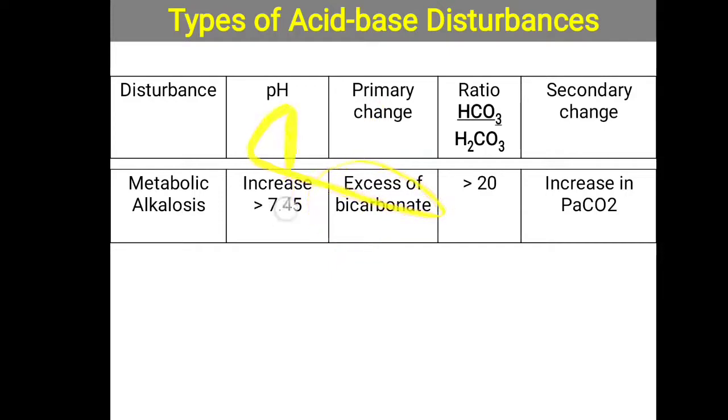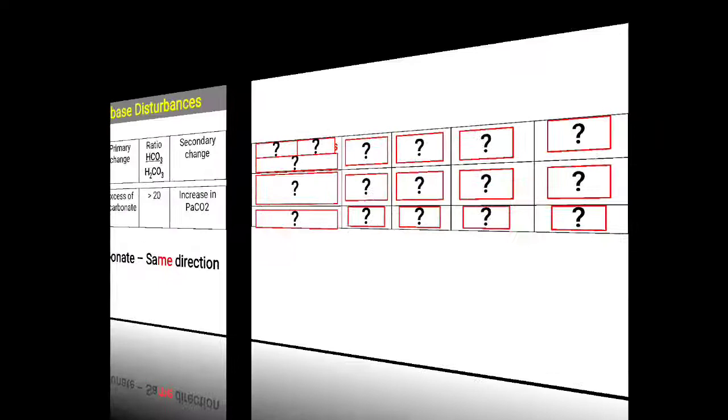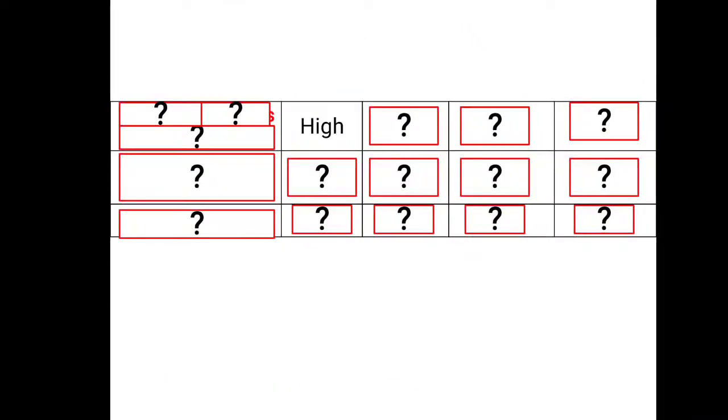is the same as the direction of the pH. So if the primary change is in the same direction as the pH, then it is a metabolic type of disorder. If pH is high, simply it is alkalosis, but how do we identify whether it is metabolic or respiratory? If the primary change is in the same direction as pH, then it is metabolic, so this is a case of metabolic alkalosis.